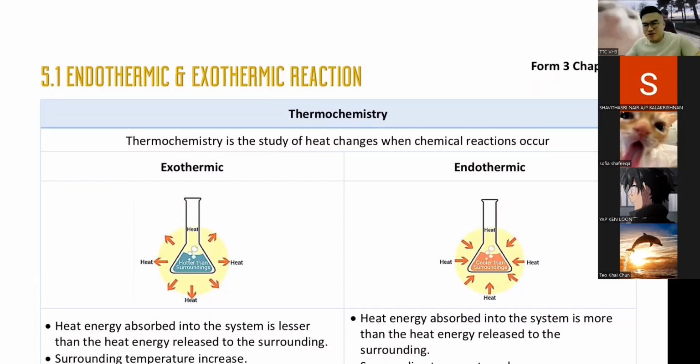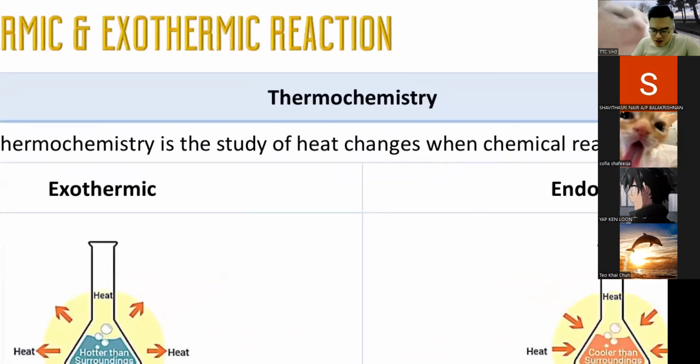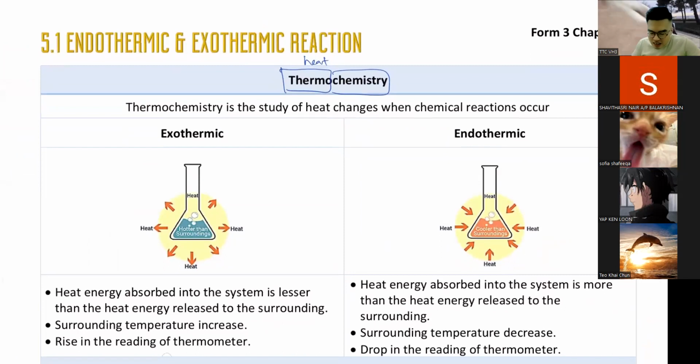So this chapter, chapter 5, is called thermochemistry. Thermo means heat. Chemistry means chemistry lah, chemical reaction, right? So basically, what is thermochemistry? It is the study of heat change when chemical reactions occur. Chemical reaction is the chemistry, heat is the thermo.